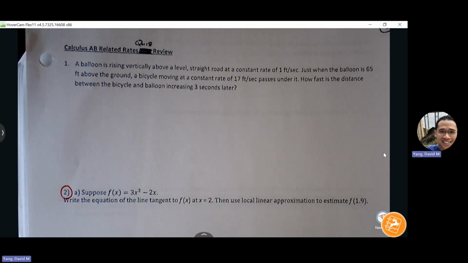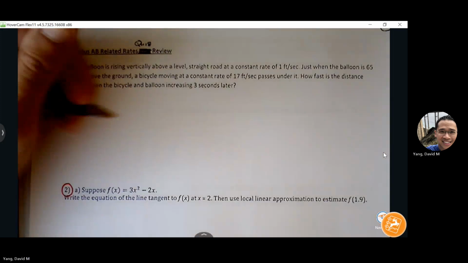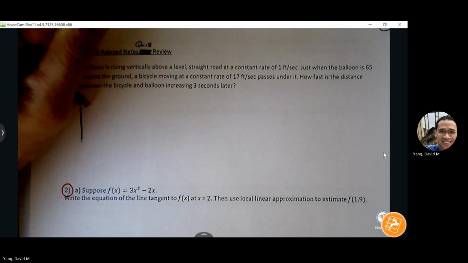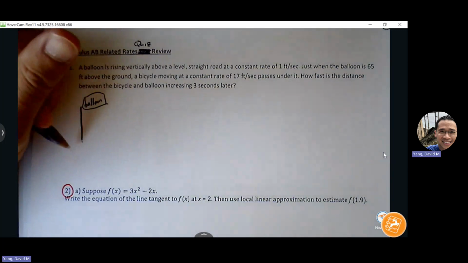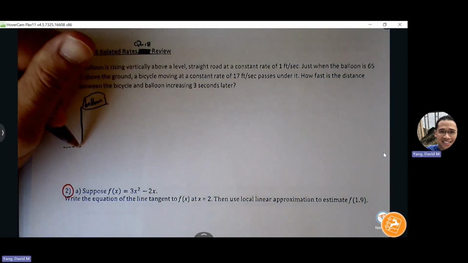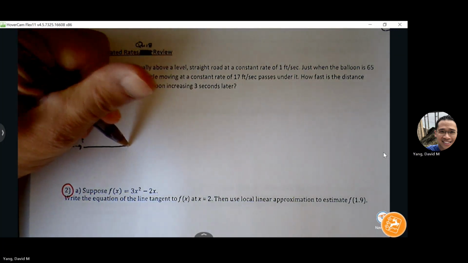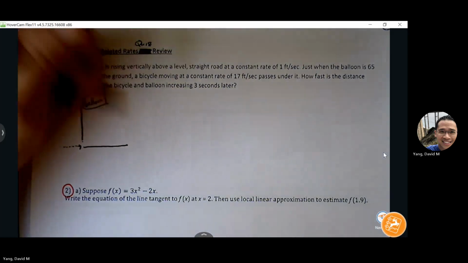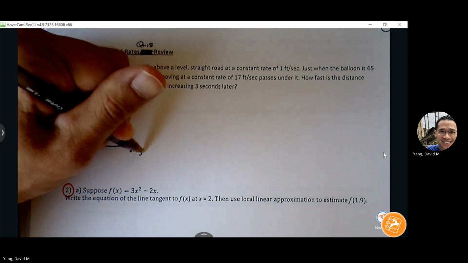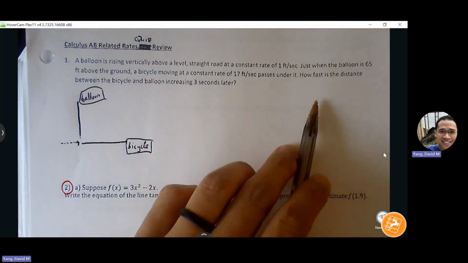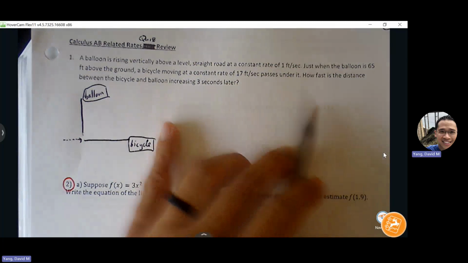All right, a balloon is rising vertically above a level straight road at a constant rate of 1 foot per second. The bicycle is moving at a constant rate of 17 feet per second, and it's going to pass under the balloon. How fast is the distance between the bicycle and the balloon increasing 3 seconds later?